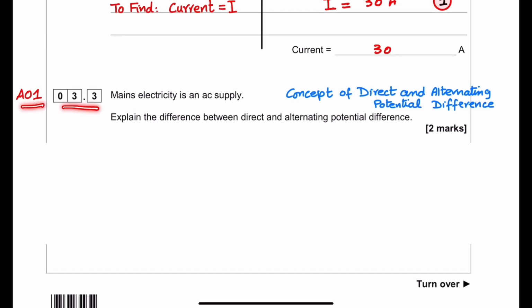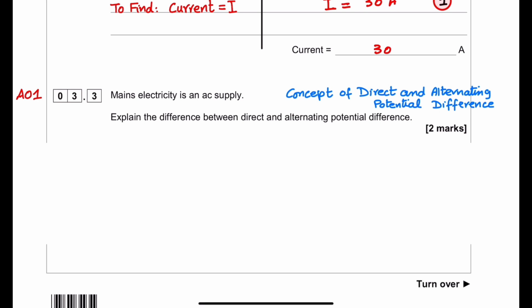3.3 is an AO1 question, which is a knowledge based question. The mains electricity is an AC supply. AC means alternating current. And this question is from the concept of direct and alternating potential difference. Explain the difference between the direct and alternating potential difference.